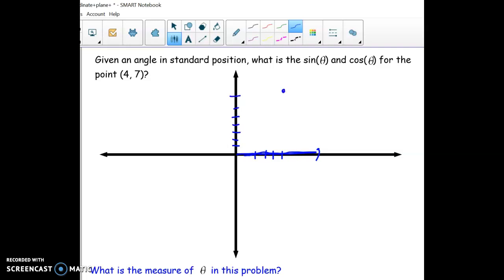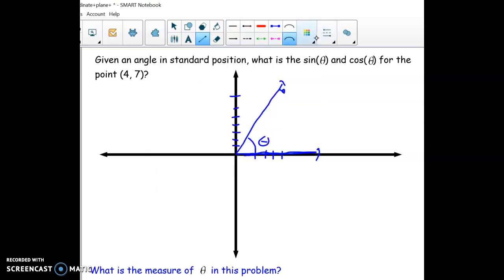Okay, so there's our point. I'm just going to connect that to (0, 0). Okay, and there's our angle theta. And so we want to find the sine and cos ratio for that. So for this, I'm just going to make a right triangle.